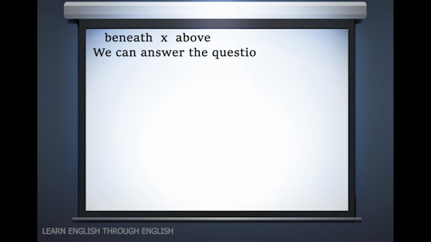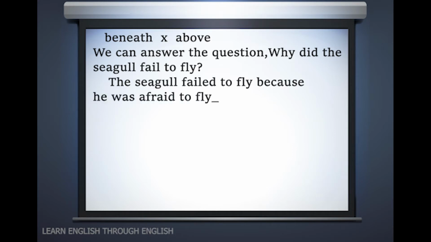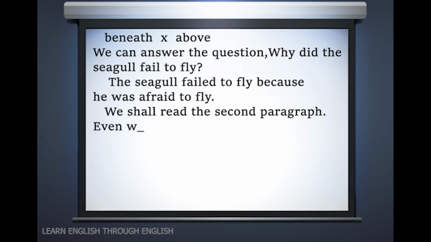We can answer the question, why did the seagull fail to fly? The seagull failed to fly because he was afraid to fly. We shall read the second paragraph.